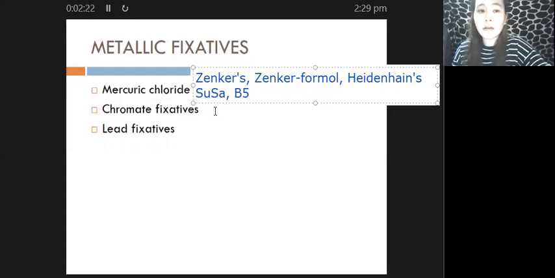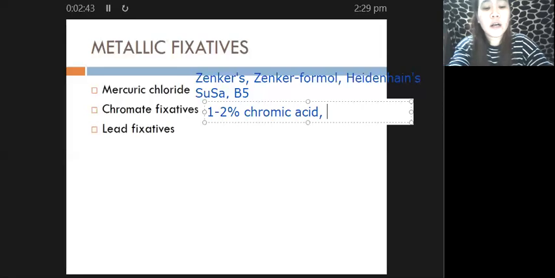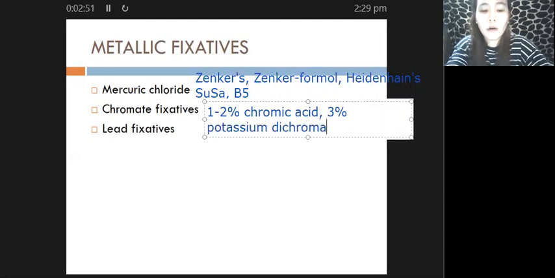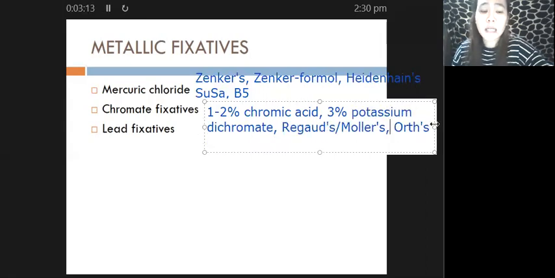In addition to your mercury chloride fixatives, another metallic-based fixative would be your chromate fixatives. Under your chromate fixatives, we also have four formulations or solutions that you can use for fixation. The first one is your 1 to 2% chromic acid, and then we also have your 3% potassium dichromate. Another is Regaud's fixative, otherwise referred to as Muller's fixative. And lastly, under your chromate fixatives is Orth's fixative. These are the different chromate-based fixatives that we can use in the laboratory for the fixation of your tissue samples.